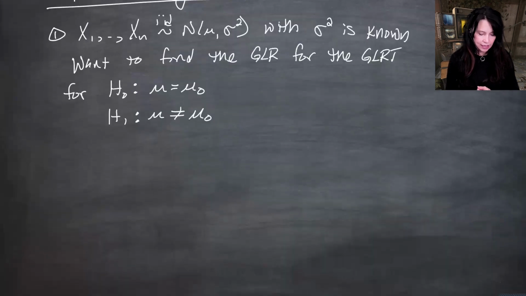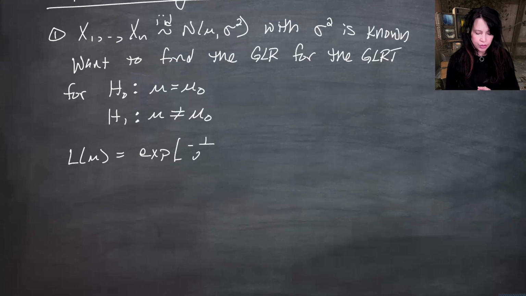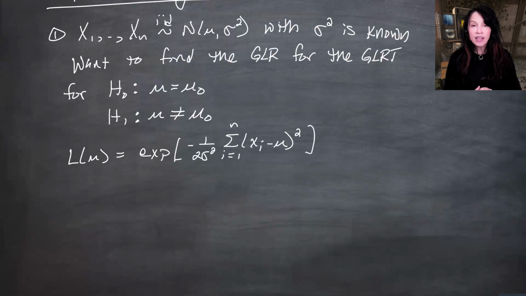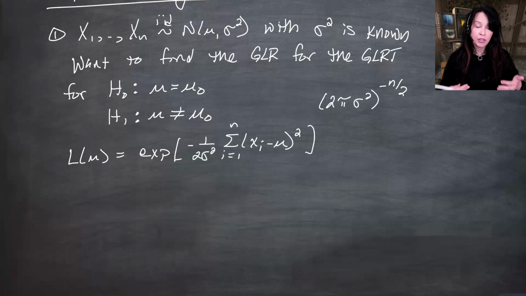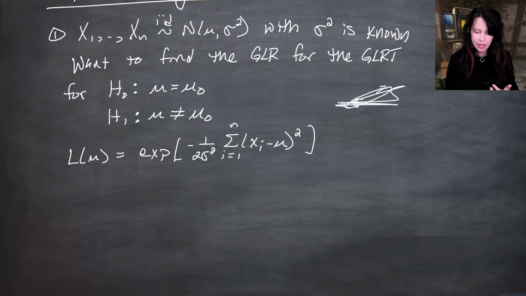So the likelihood is e to the minus 1 over 2 sigma squared times the sum as i goes from 1 to n of xi minus mu squared. That's just from the joint PDF. And I have dropped the constant in front, which usually looks like 2 pi sigma squared to the minus n over 2. But if you leave it, it'll be fine because you're forming a ratio and that part will disappear. So this is a likelihood. It is the likelihood I want to use here.